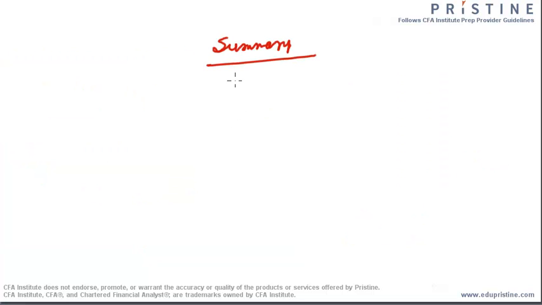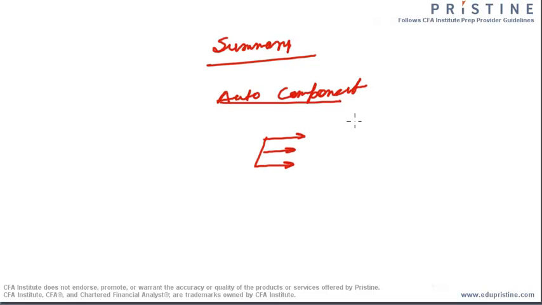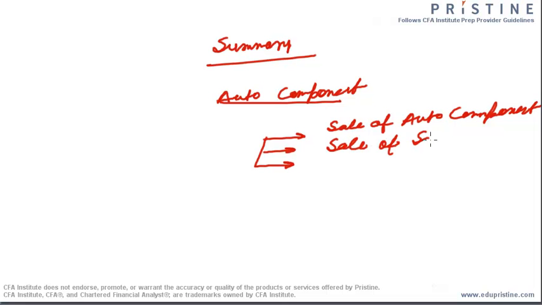Just to summarize this concept, let us take an example of an auto component manufacturer firm. This firm has three income heads. One would be sale of auto components. The second is sale of scrap. Third is rent income. Now one asks you to classify these three income sources into operating and non-operating. The first one is a very simple one, which is an operating income.